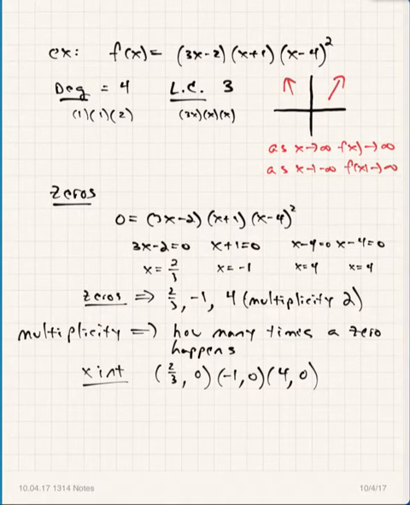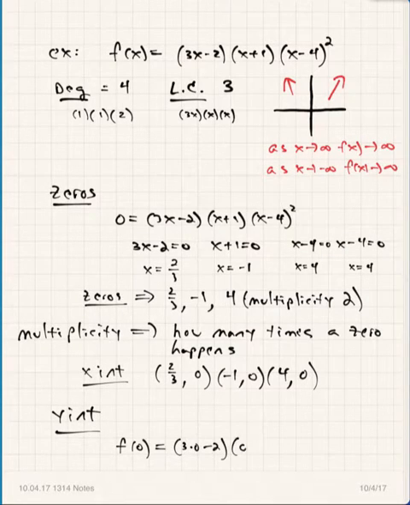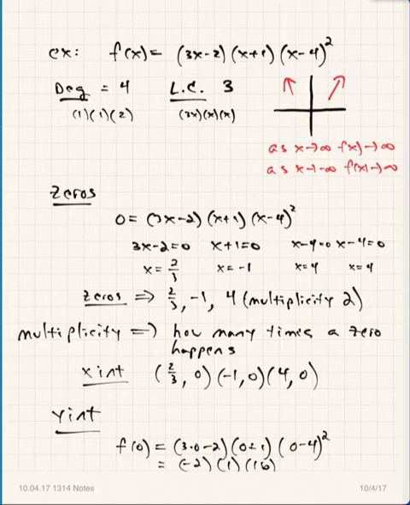Finally, the y-intercept for this graph, you set x equal to 0, you're looking at f of 0, and so that's 3 times 0 minus 2 times 0 plus 1 times 0 minus 4 squared. Be careful, that's squared right there. So this is -2 times 1 times 16, because it's -4 squared. And so you end up with a y-intercept at (0, -32). Not uncommon for the y-intercepts to be pretty big for a function, even if the numbers are relatively small.